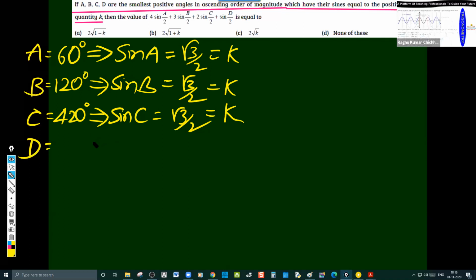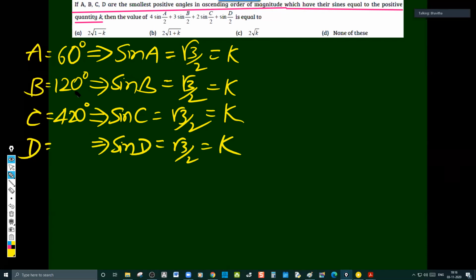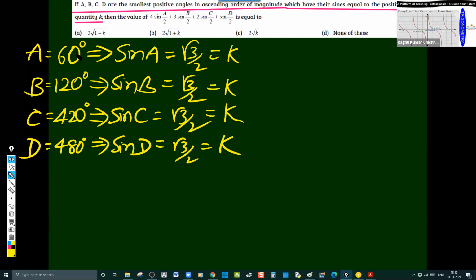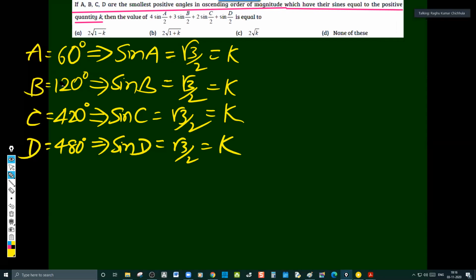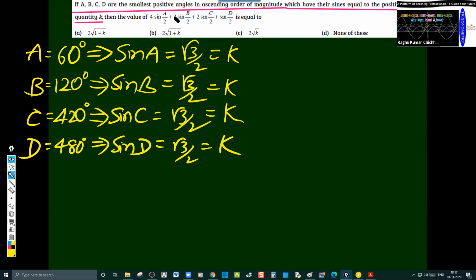And sine D also root 3 by 2. Tell me that. Sir, 480. Correct, 480. You can simply understand like this: 360 plus 60 is 420, 360 plus 120 is 480. That's it. This is the question given. Understand how deeply he thought and formed the question.